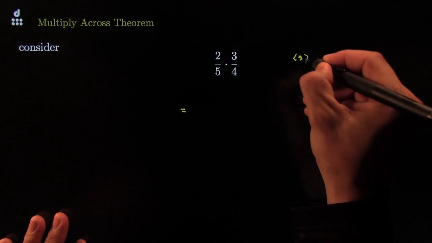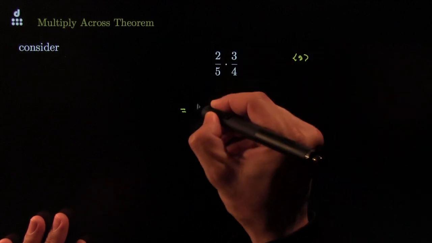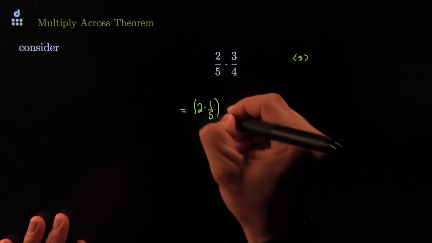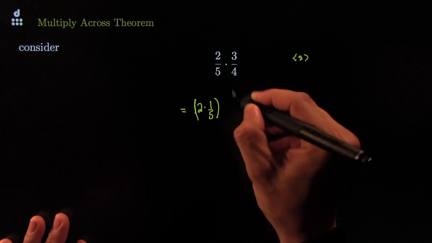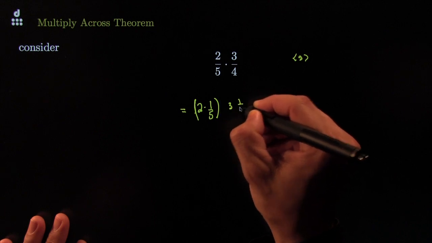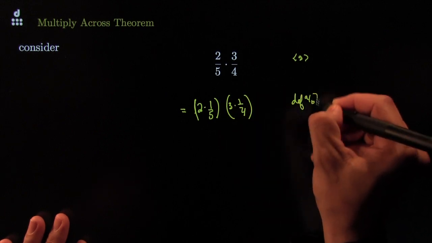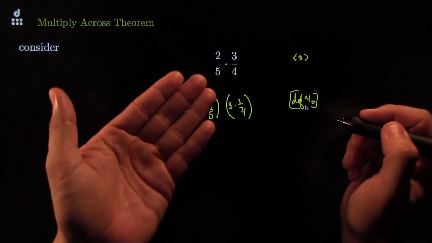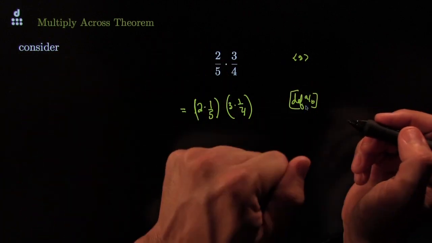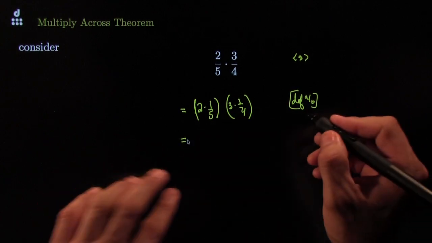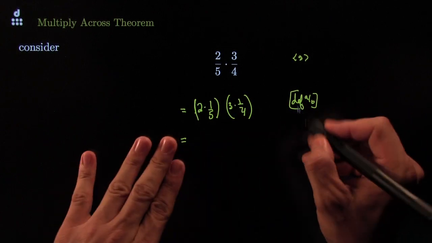Suppose this is given. Again, I go back to my definition of fractions. This means 2 times 1 over 5. That's by definition of fractions. And this means 3 times 1 over 4. That's by definition of fractions. That's what the fraction means. Yeah, we've got no business in multiplying fractions if we don't have a good, solid understanding of what a fraction is. Or at least a powerful definition of it.